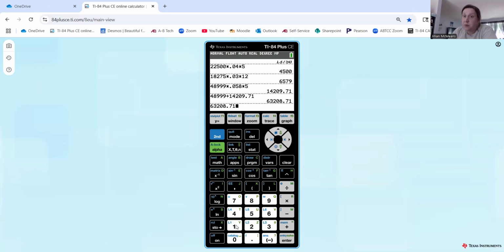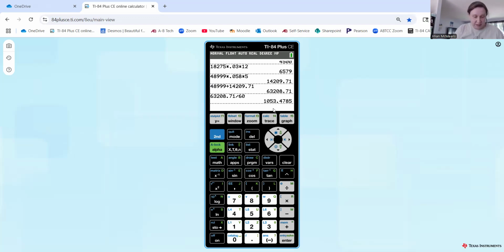$63,208.71. That's the amount he borrowed plus any interest he owes. And we're going to divide it by 60. That's how many months are in 5 years. So divide it by 60. And we get that his monthly payment is a whopping $1,053, and we'll do some rounding on the next screen. So hold tight. Let's go to the next screen.